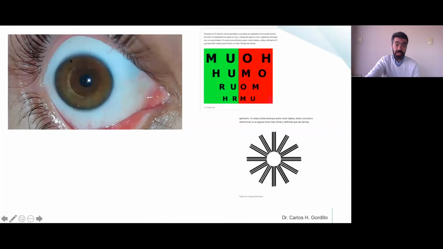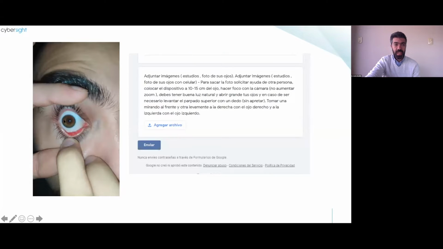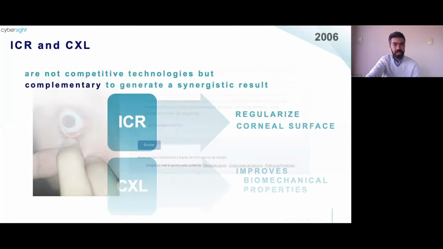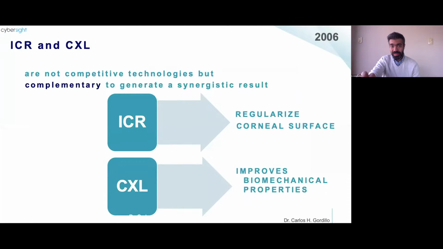And there's another patient with the same surgery in a different position. Just to show you how we ask the patient to take the picture: with no flash, from 10 or 15 centimeters from the eye, they can take the picture. So again, the intracorneal ring is going to regularize the cornea, and the corneal cross-linking is going to improve the biomechanical properties. They are complementary, synergistic techniques, not competitive.